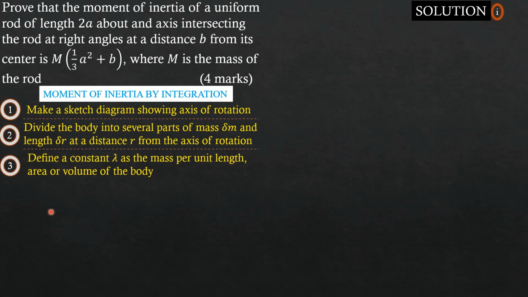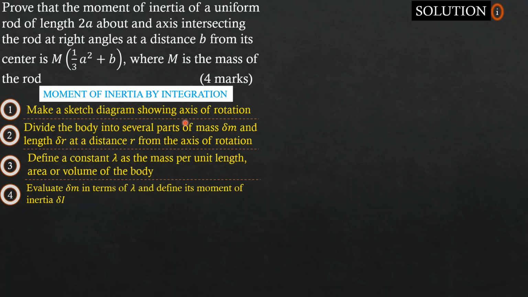Now, if my body is two dimensional, like a square, a rectangle, a triangle, and so on and so forth, my lambda is going to be the mass per unit area. Now, if my body is a three-dimensional figure, let's say a sphere, a cone, a parallelepiped, a trapezium, a pyramid, then my lambda is going to be the mass per unit volume. So it is either mass per unit length, mass per unit area, or mass per unit volume. Since it is a rod, generally we are going to use mass per unit length, because the thickness, that is the second dimension of the rod, is negligible.